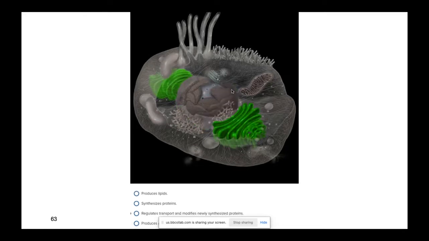And then here is the Golgi apparatus or the Golgi complex. What is the Golgi complex for? It's going to modify and package and export the proteins that the rough endoplasmic reticulum produced. Okay, so the rough ER produces it, and then it ships it to the Golgi complex or the Golgi apparatus where it modifies those proteins.